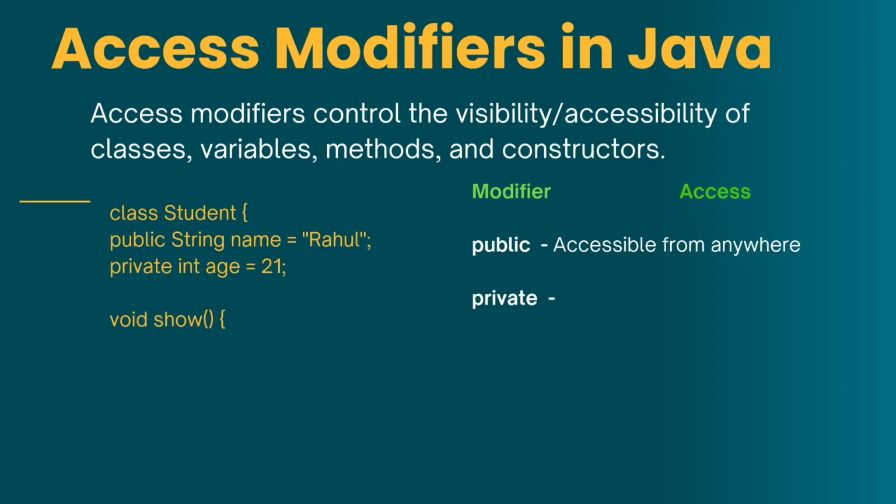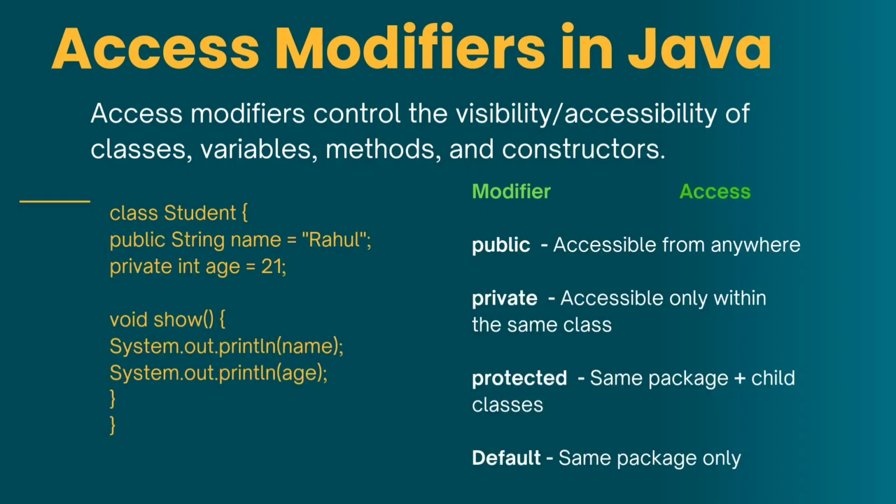Access modifiers. Access modifiers control the visibility and accessibility of classes, variables, methods, and constructors. There are four types of modifiers: public, private, protected, and default.